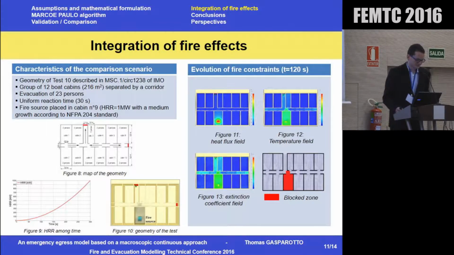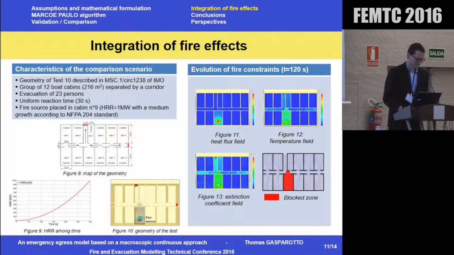In this test, the configuration consists of a group of 12 boat cabins separated by a corridor. The domain is 18 meters long by 12 meters wide. And to create penalizing fire conditions, I added a fire source in one of the cabins, whose nominal heat rate is 1 megawatt, with a medium growth according to the NFPA 204 standard.